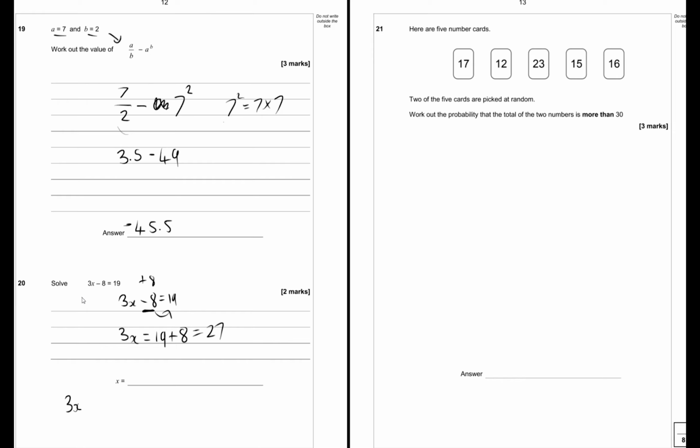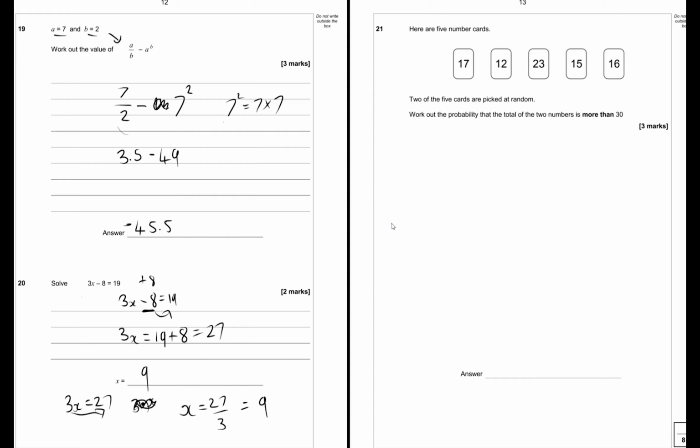So 3x equals 27. Now we want to bring this 3 over to this side, and we need to divide this time, because it's really 3 times x, isn't it? So we need to divide to get it onto the other side. So we're going to do x equals 27 over 3. 27 divided by 3 equals 9, so x equals 9. We are done.